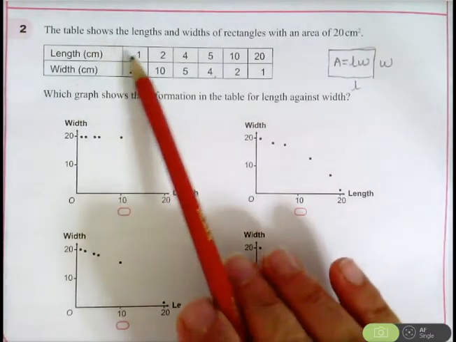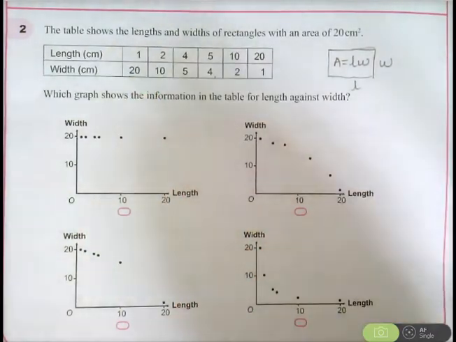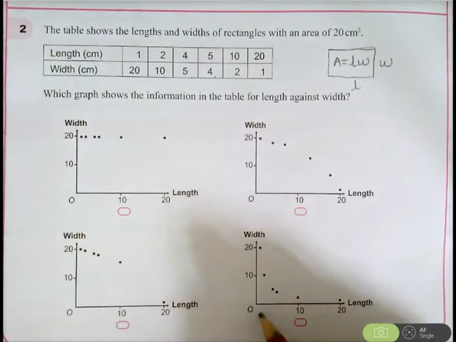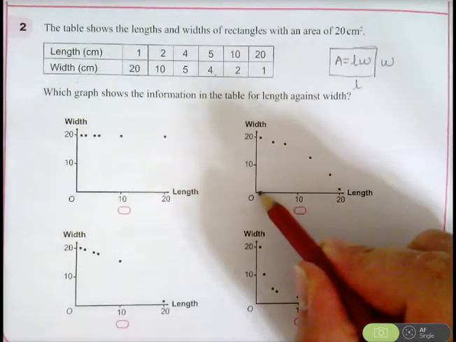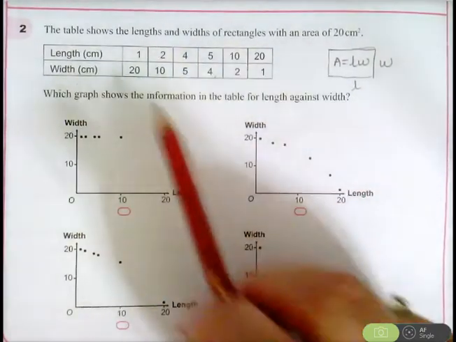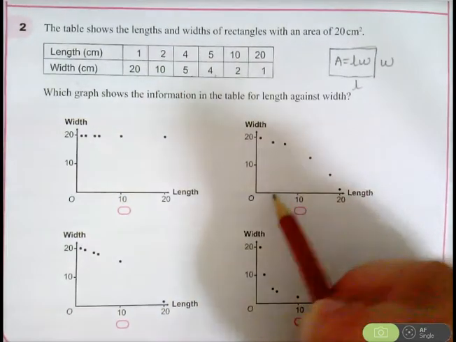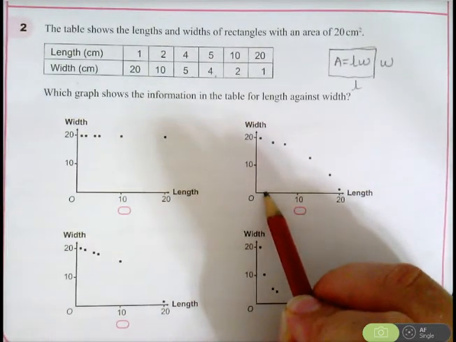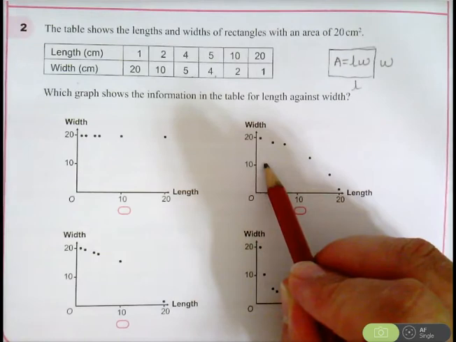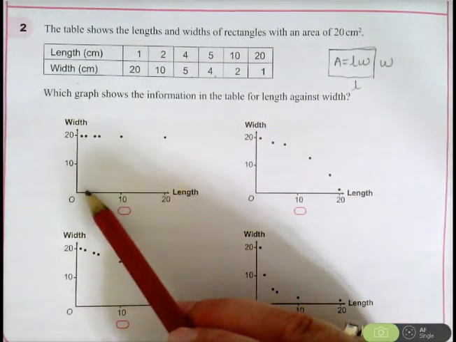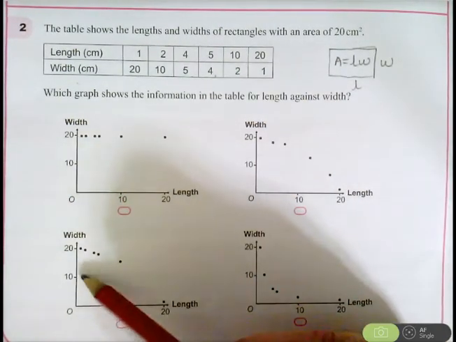So we're looking for when length is 1, width is 20. So let's have a look here. When, say, length is 1, width is 20, that seems to work. Then when length is 2, roughly about here, width is 10. Now that doesn't seem to be right. So I need, say, length is 2, width is 10. It doesn't seem to be any of those.